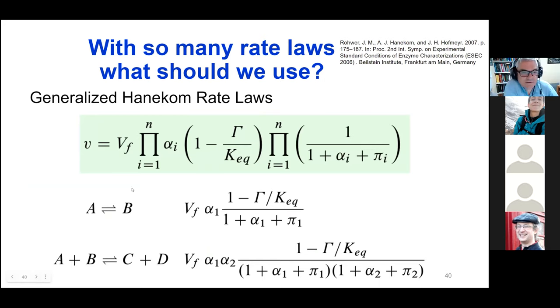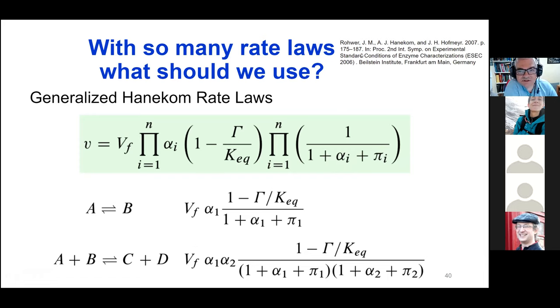So this product term, this is a big pi. This is a product term here. This product term refers to the number of substrates and products. So alpha i is the ith substrate, pi i is the ith product. So I could have any number of substrates and any number of products. So you could build these. These are some examples, uni and bi, and you just grow them as you need to. And there's the paper up there that talks about it.